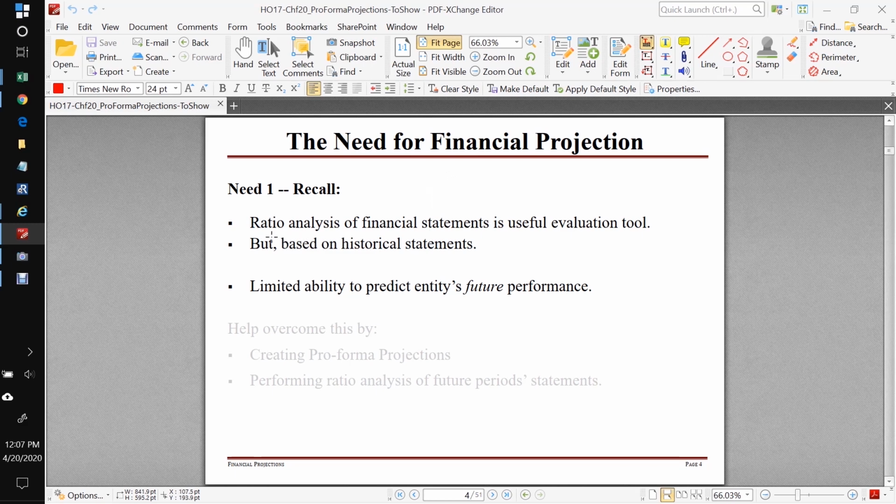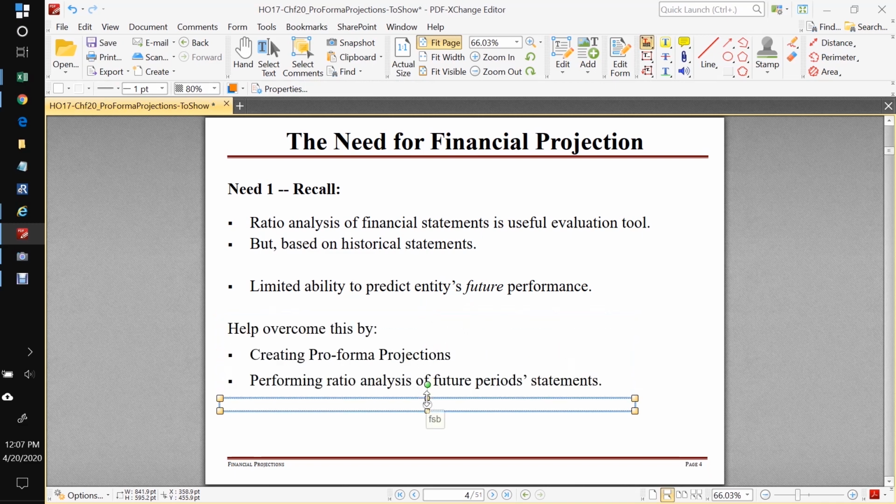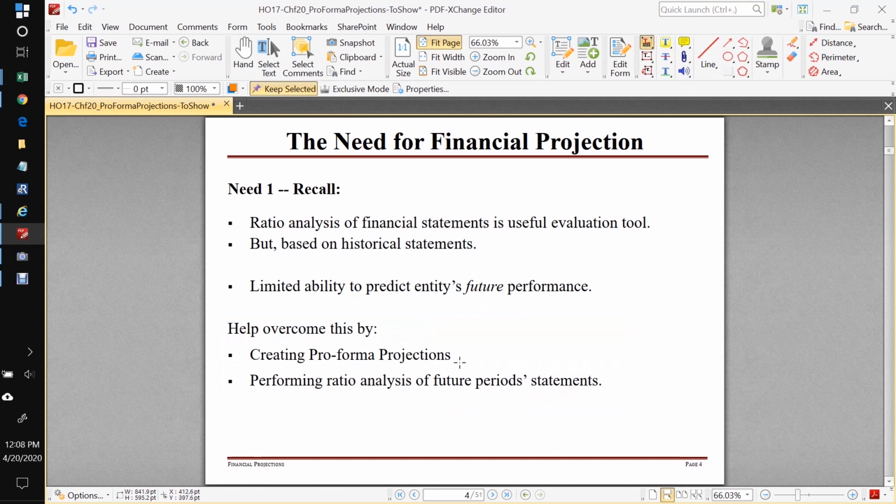The first is, remember we spent a lot of time on ratio analysis of financial statements. That was really helpful, except it was all based on history, right? So that limited our ability to predict what was going to happen in the future with an entity. And we can help overcome this problem by creating pro forma projections of financial statements into the future with some simple assumptions, and then perform ratio analysis on these future periods.